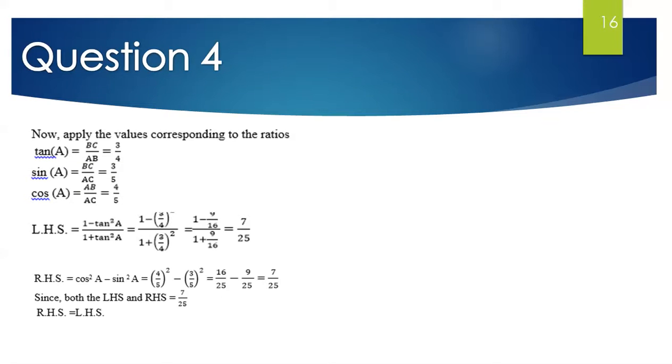Substitute in the left hand side. 1 minus tan square A upon 1 plus tan square A. So I get 1 minus 9 by 16 upon 1 plus 9 by 16. So 7 by 25. Just take the LCM and simplify it. 3 by 4 whole square is missing. It's not visible clearly. Now after that, find the right hand side, cos square A minus sin square A. So 4 by 5 whole square minus 3 by 5 whole square, 16 minus 9 by 25, so 7 by 25. So what you observe, that the left hand side is equal to right hand side. So that is what the question says, that you have to check whether they two are equal or not.